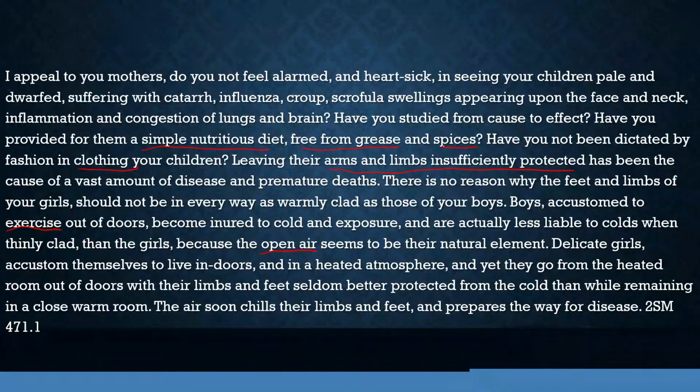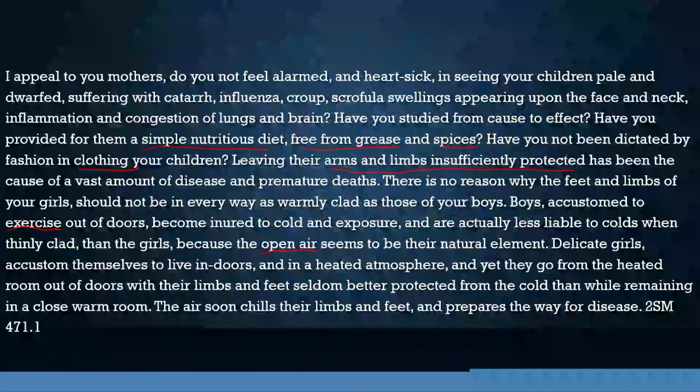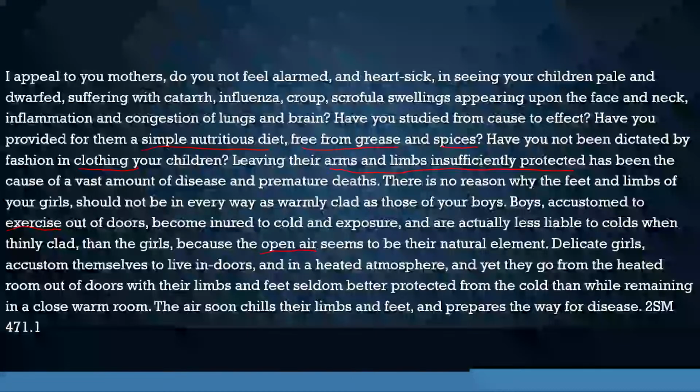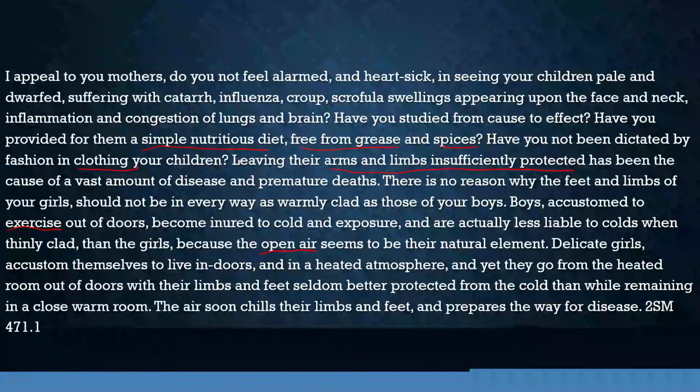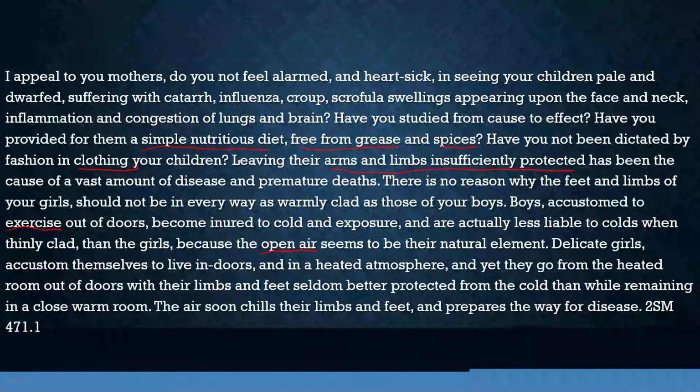Grease here would mean animal fat. It would as well mean fried foods, using a lot of oil in your food. And some other thing is clothing, mostly in cold seasons like this. The arms and limbs should be sufficiently covered. And then outdoor exercise is also of benefit to us when it comes to colds and flus, and this should be done in open air.